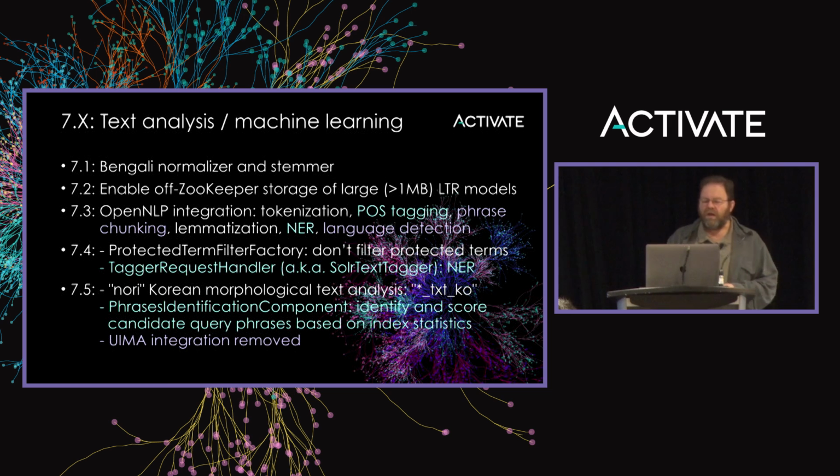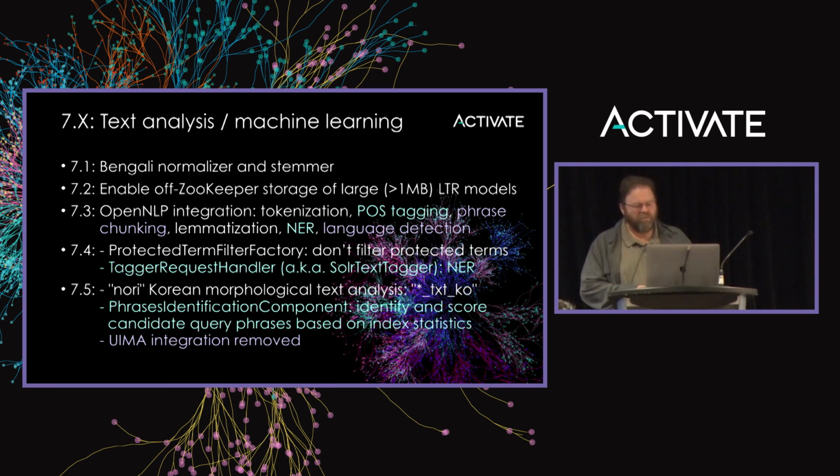Also in 7.4, a tagger request handler, also commonly known as Solr text tagger, was added. This can be used as a component in a named entity recognition system. It supports very fast tagging of free text.